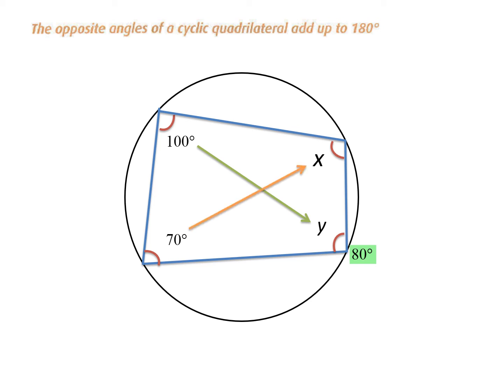So I think you get an idea on how much is the value for x. Again, the opposite side will give you 180 degrees. And since we already have 70 degrees here, the value of the other angle should be 110 degrees.